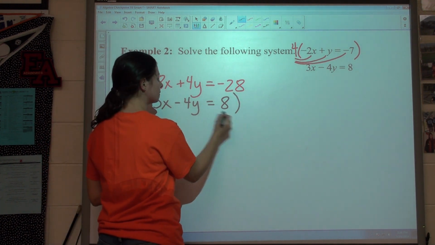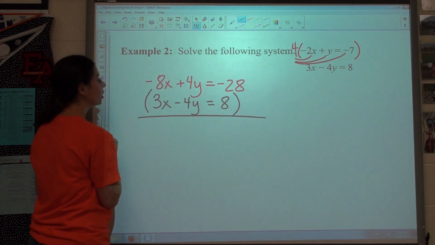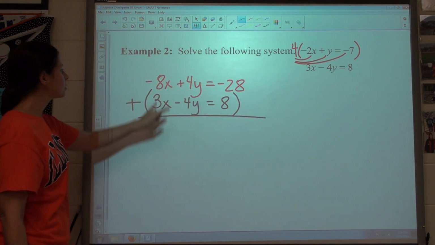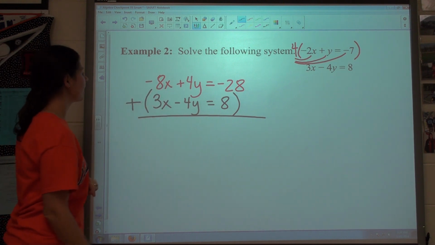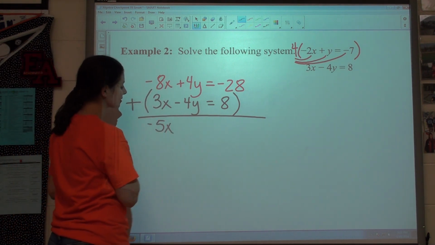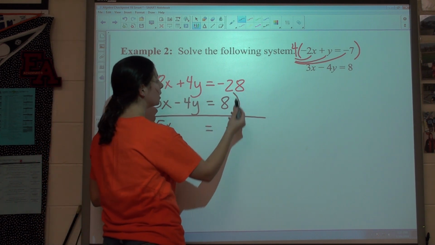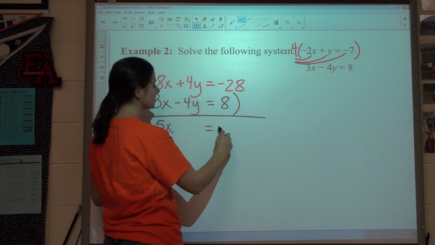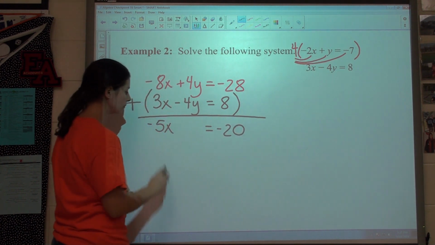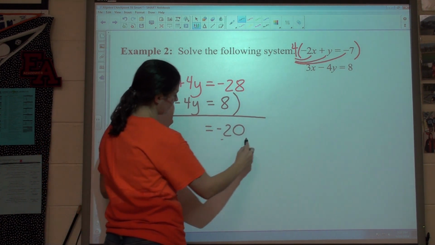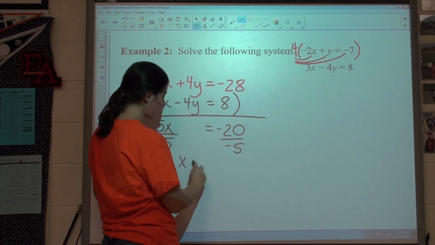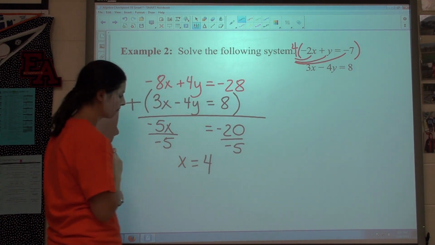And remember, you're adding everything. So negative 8x plus 3x will give you negative 5x. 4y plus negative 4y is 0. Negative 28 plus 8 is negative 20. You divide both sides by negative 5. So you get x equals 4.